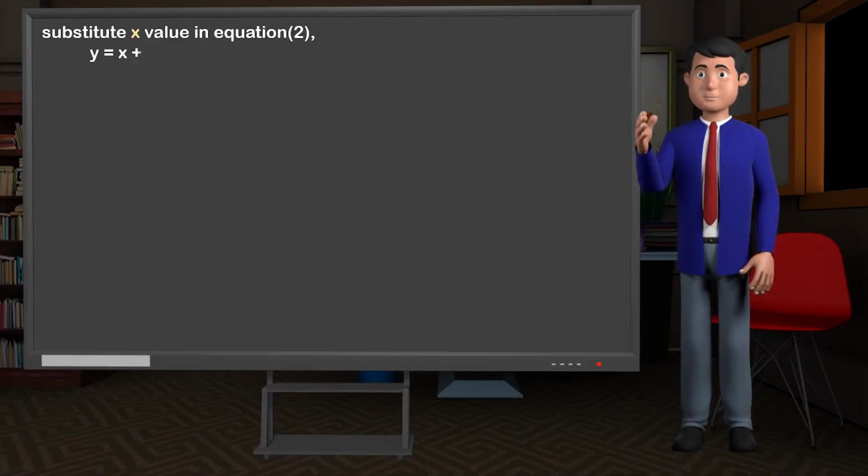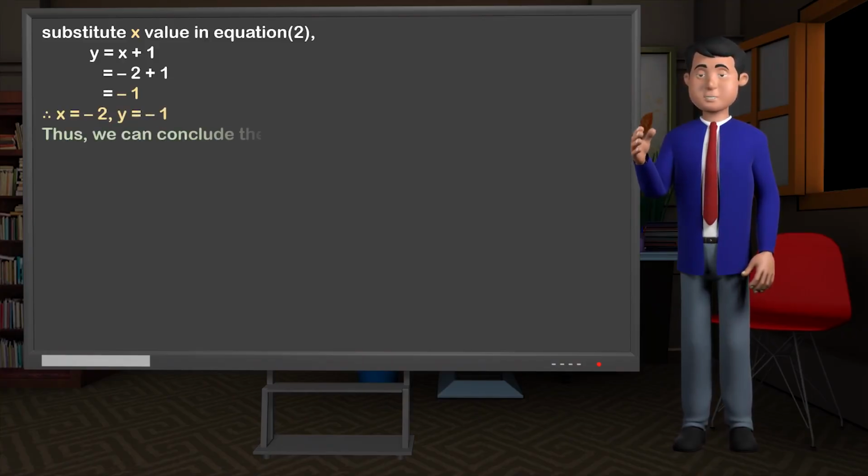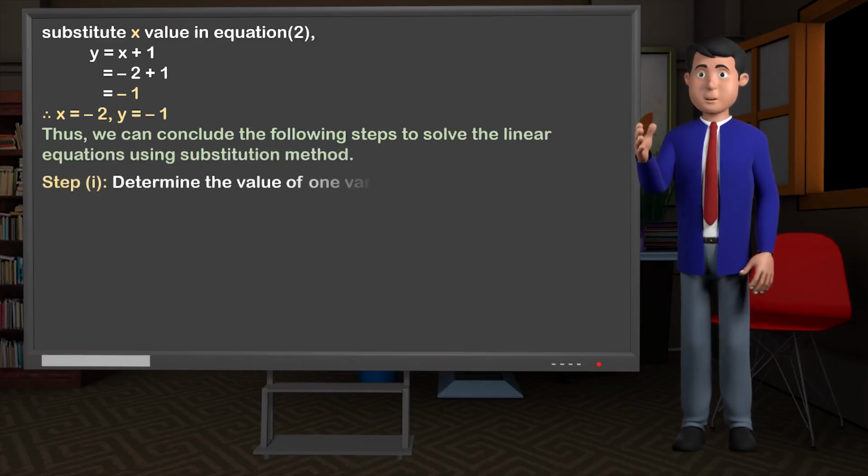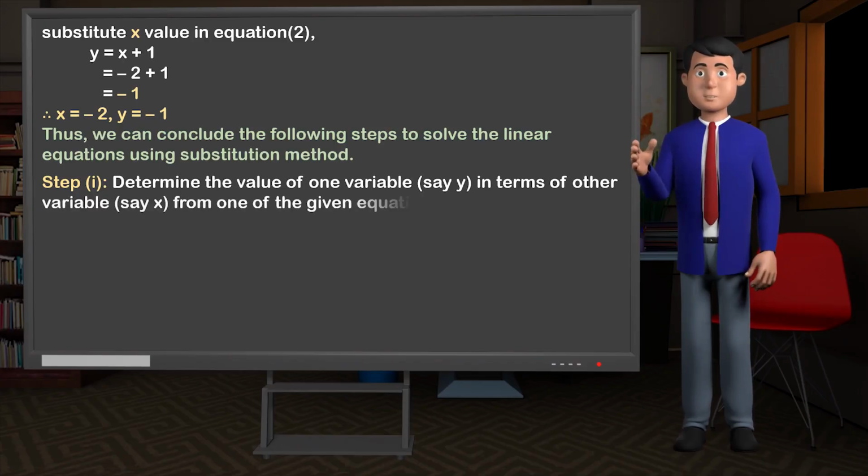y is equal to x plus 1, that is equal to minus 2 plus 1, that is equal to minus 1. Therefore, x is equal to minus 2, y is equal to minus 1. Thus, we can conclude the following steps to solve the linear equations using substitution method. Step 1. Determine the value of one variable, say y, in terms of other variable, say x, from one of the given equation. Step 2.